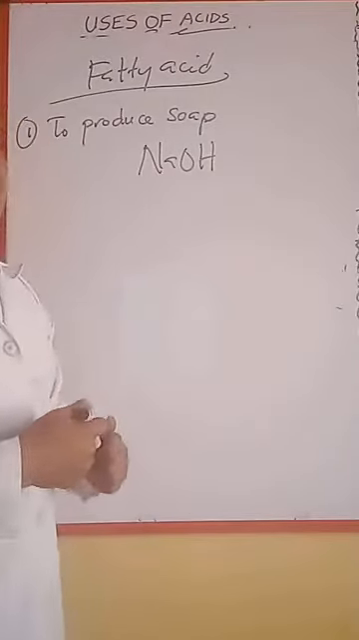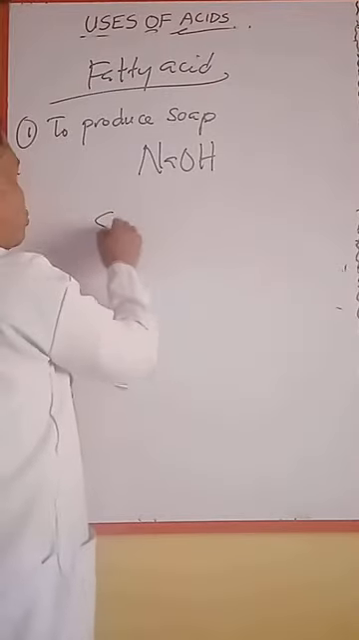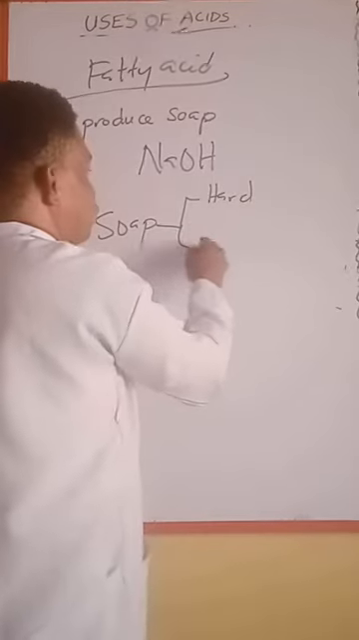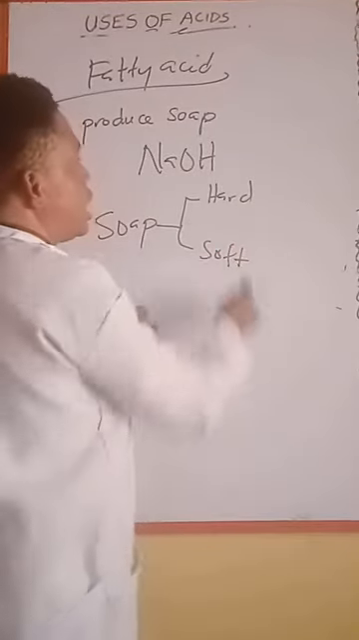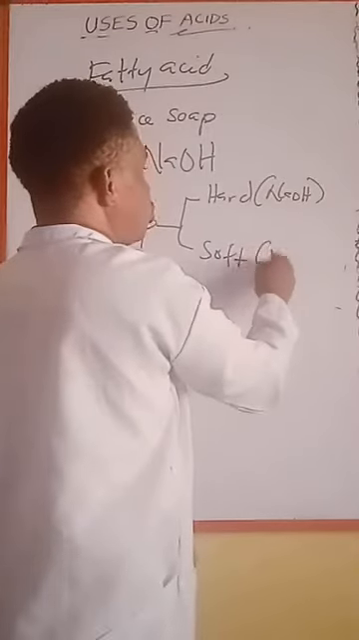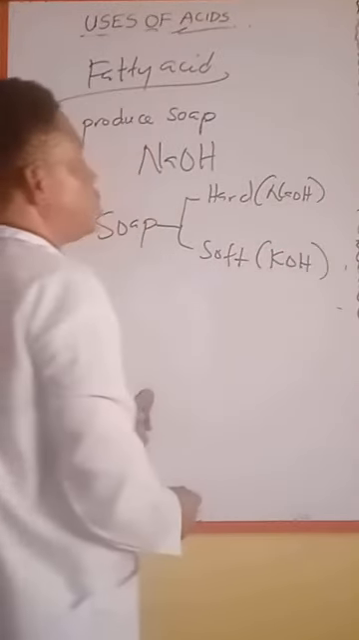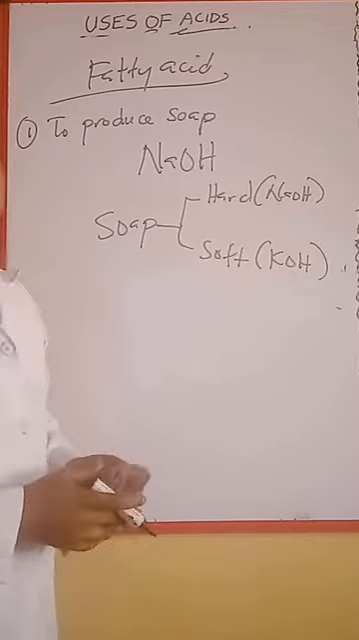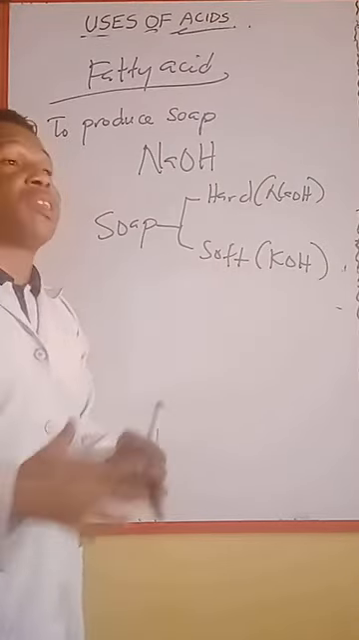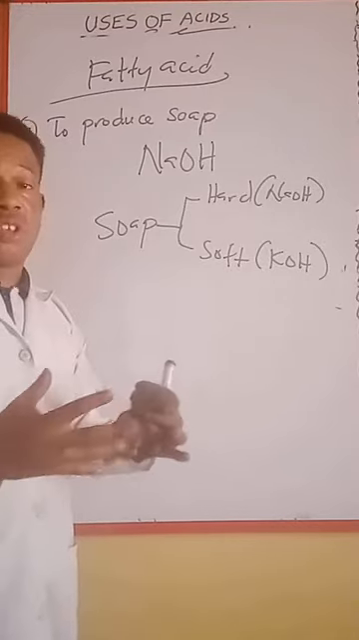And there are two types of soap: hard soap and soft soap. The hard soap is when you use sodium hydroxide. The soft soap, you use potassium hydroxide as the starting material. So in my next video, I'll be talking about the classification or the types and the sources of these acids.